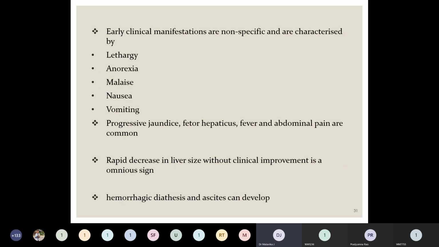So what are the early clinical manifestations? They are non-specific and are characterized by lethargy, anorexia, malaise, nausea, vomiting. Progressive jaundice, fetor hepaticus, continuous fever, abdominal pain are common. Rapid decrease in the liver size without any clinical improvement is a very dangerous sign. And hemorrhagic diathesis and ascites can develop in these cases.